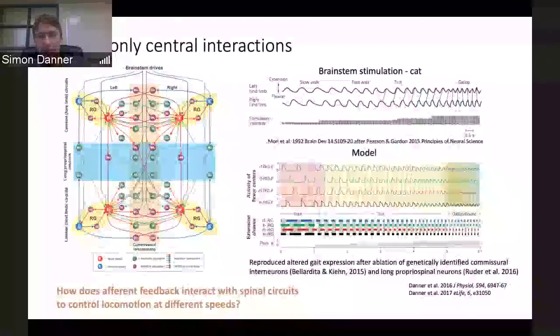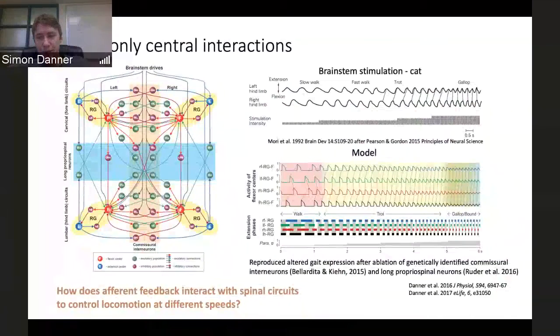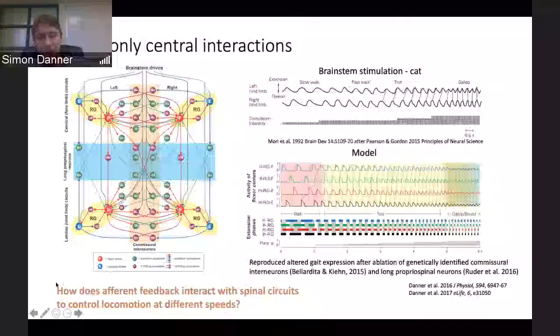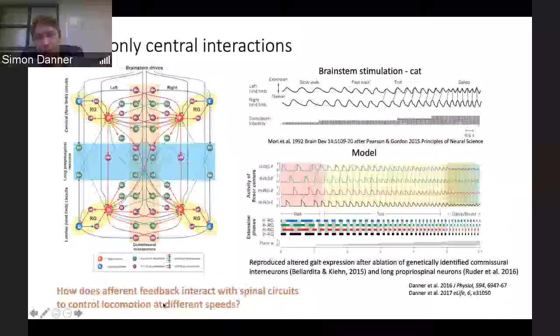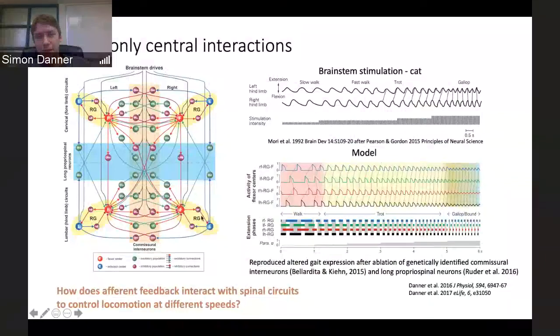And that brings us to the current model that's not yet published. And in this, we want to ask how does afferent feedback interact with the spinal circuits to control locomotion at different speeds? Because so far we only considered central interactions, and these could reproduce a significant set of experimental data, but we do know that there's interactions with afferent feedback, and this has been abstracted away. So now we want to address this and look at afferent feedback.